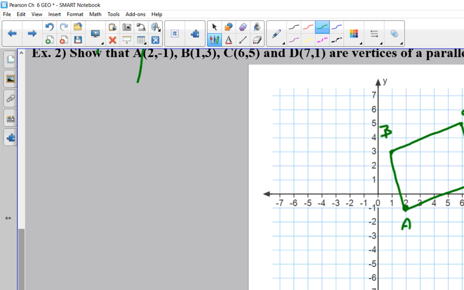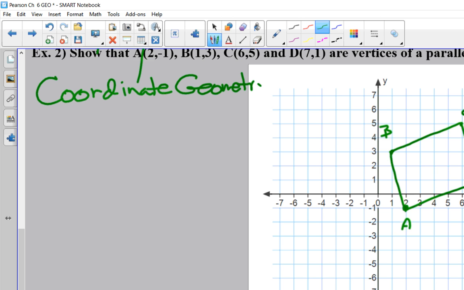We're going to use something called coordinate geometry. Okay. Coordinate geometry means that I'm using points on a graph typically, and I'm going to use some specific rules and formulas to be able to prove stuff in geometry. In this case, I need to prove that this is a parallelogram. Okay, these are vertices of a parallelogram, but I have to prove it's a parallelogram.